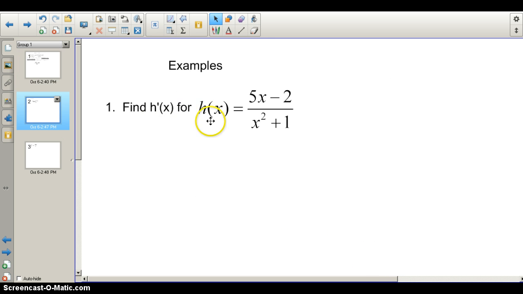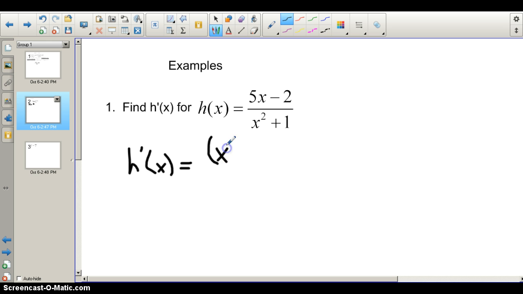Find h prime of x for h of x equals 5x minus 2 over x squared plus 1. So our derivative, h prime of x, would be equal to, since we have a quotient, we're going to use a quotient rule to find the derivative. Quotient rule is low, that's our x squared plus 1.